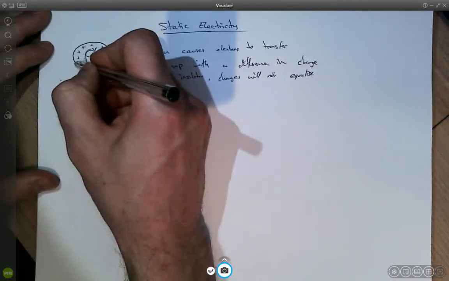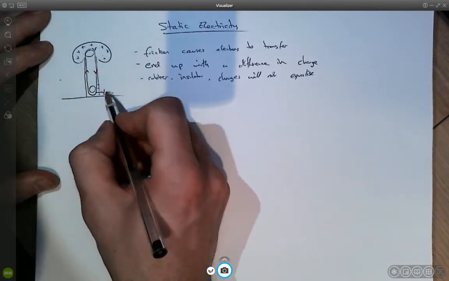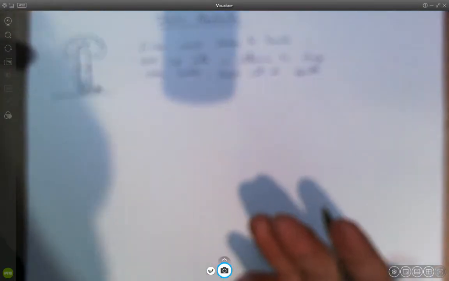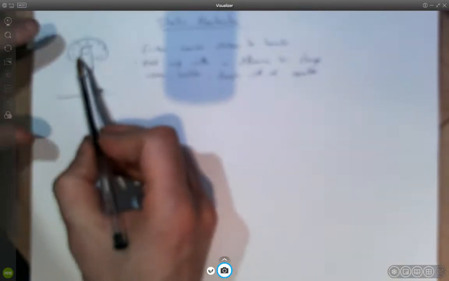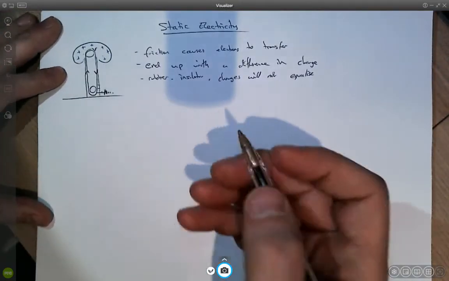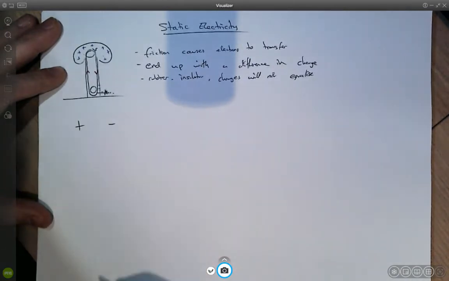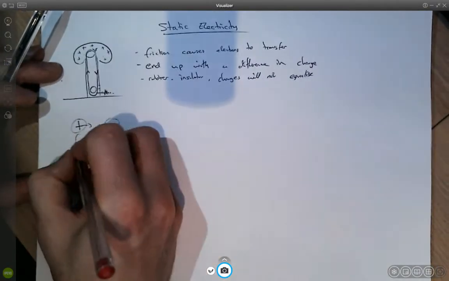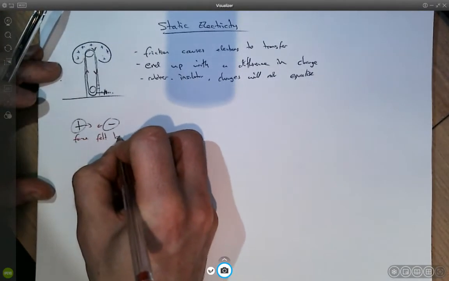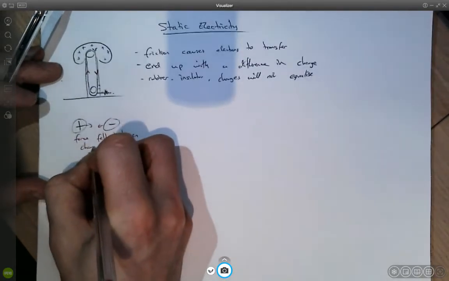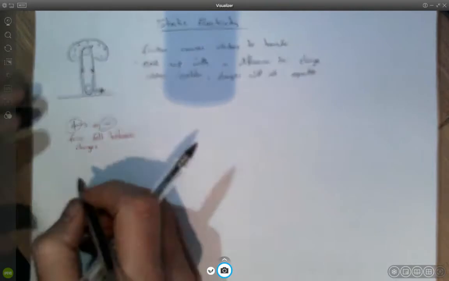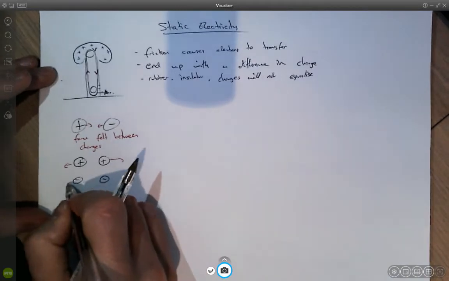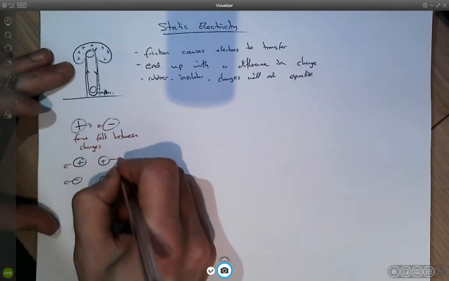If we were to put a wire here and connect it with ground or connect it to the earth, then we would complete the circuit, current would flow, and we would have current electricity. But we don't, we have static electricity. So what does this mean? Well, it basically means we have a build-up of charge. And if we have a build-up of charge, then we have a force. And we know that opposite charges will attract, and if we have positive charges, they will repel, and if we had two negative charges, they will also repel.